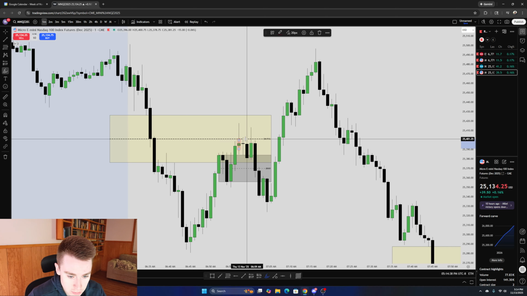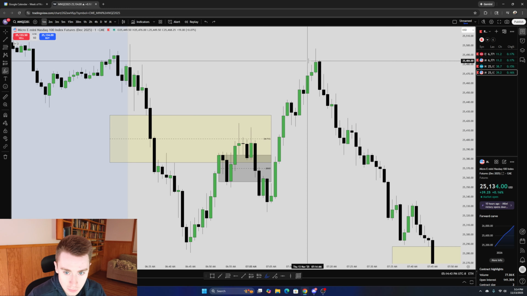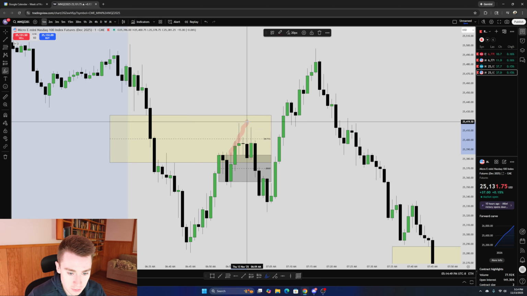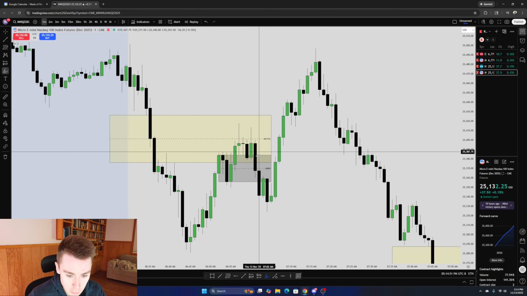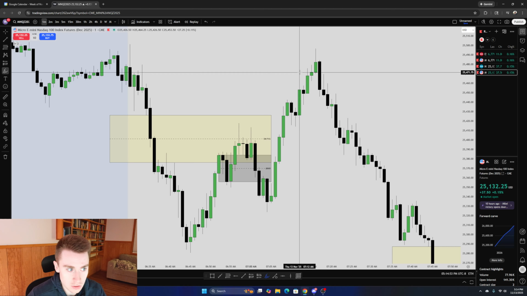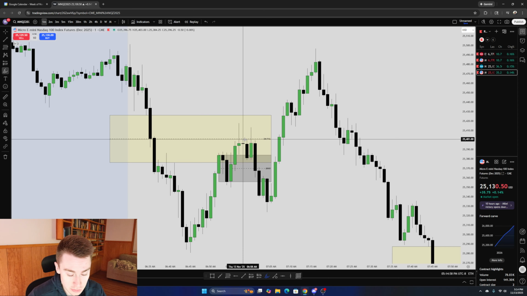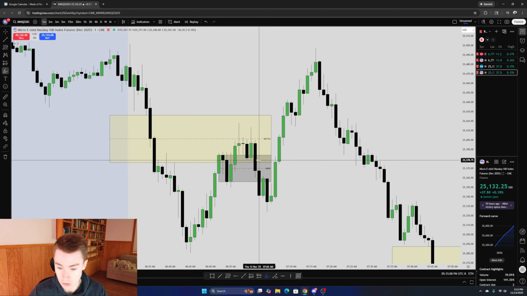We have 1, 2, 3, 4 candles just hanging out. We want to see it like this. We want to see this V shape out of a range, not 4 candles to finally move out of the range. So PJ spotted this in real time, was able to fade it. I followed, and I didn't fade even though it looked so good.